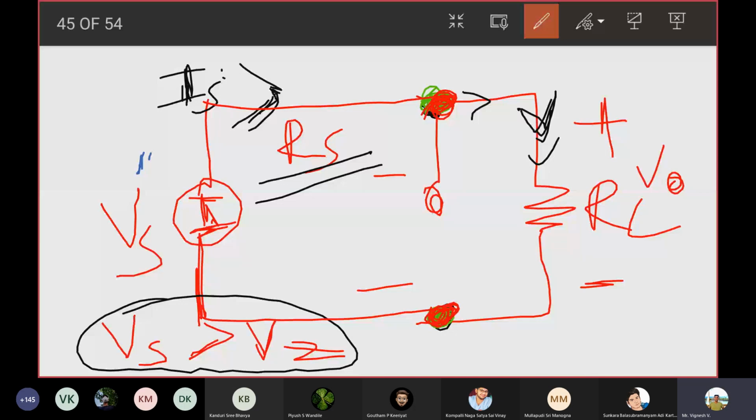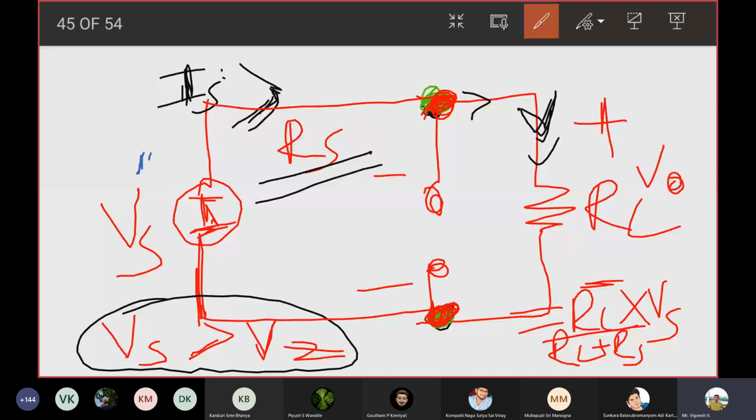Are you familiar with Thevenin's equivalent circuit? Yes, sir. So that's exactly what you're doing here. You just take out the diode and find out what is VTH, the Thevenin voltage. Okay, that has to be greater than Vz.